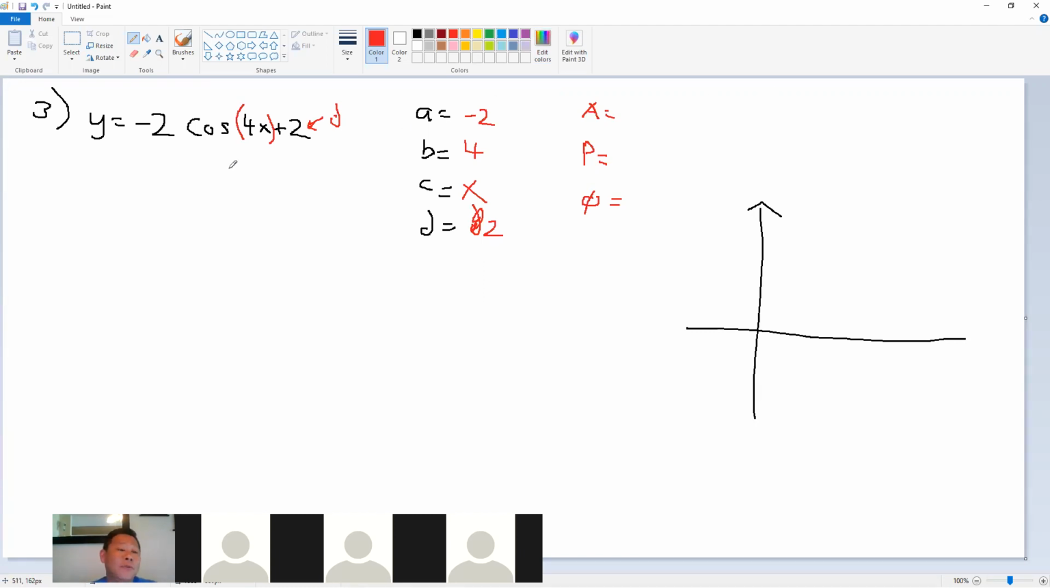What is your amplitude for this case? It's the absolute value of A, so in this case it will be 2. The period is 2 pi over B, right? And B in this case is what? 4. So it's pi over 2, since 2/4 is half. Phase shift is C over B, but since we don't have a C, we don't have a phase shift.